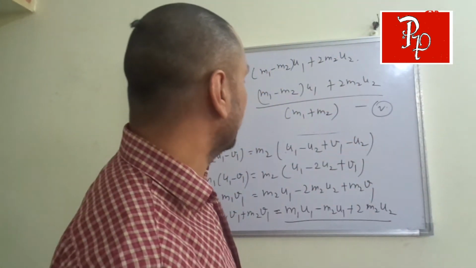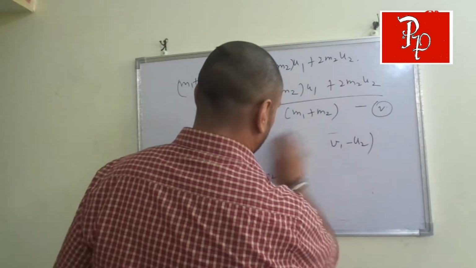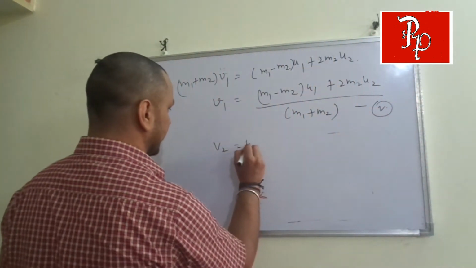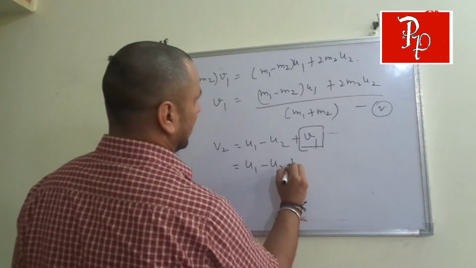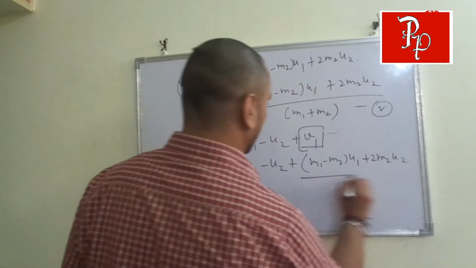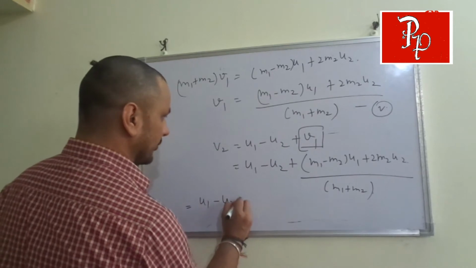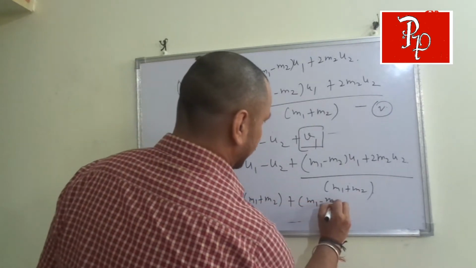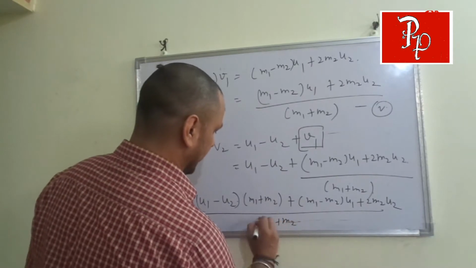यहाँ से हमें V1 की value पता चल गई. Now we can similarly find the value of V2. For V2 also we have to simply put that value in the same equation, that is U1 minus U2 plus V1. हमारे पास जो V2 की equation थी, that is U1 minus U2 plus V1. Here in place of V1 we'll put this entire value. It comes out to be U1 minus U2 plus [(m1 minus m2) u1 plus 2 m2 u2] divided by (m1 plus m2). Let m1 plus m2 be the LCM, and here we get (u1 minus u2)(m1 plus m2) plus (m1 minus m2) u1 plus 2 m2 u2, and this whole thing over m1 plus m2.